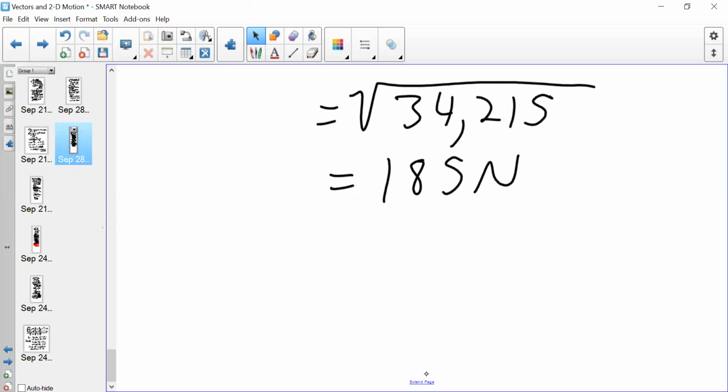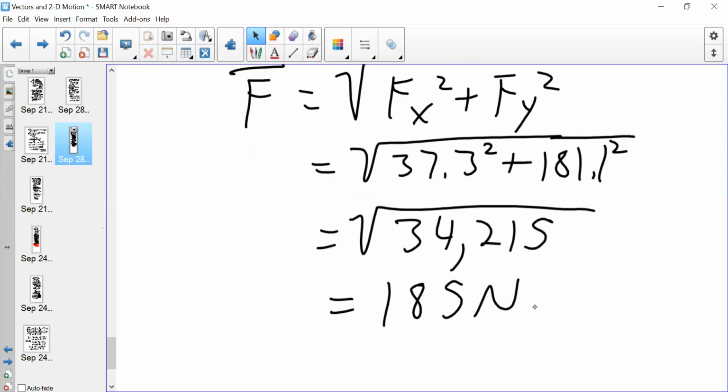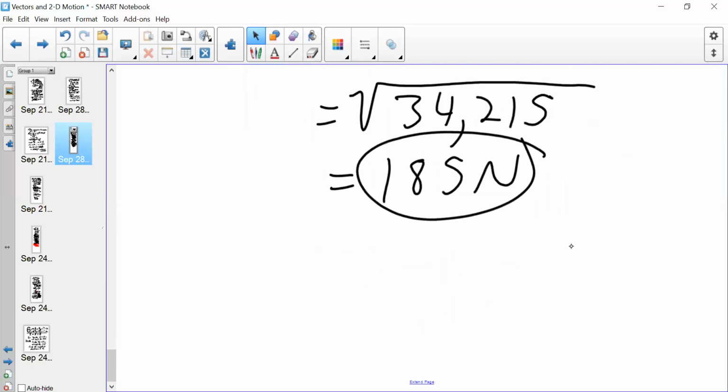I'm sorry, how did you transfer it into newtons? Oh, you just square. I'm sorry. Never mind. The unit of force is newtons. Sorry, man, you can say 185. And then that's our magnitude.